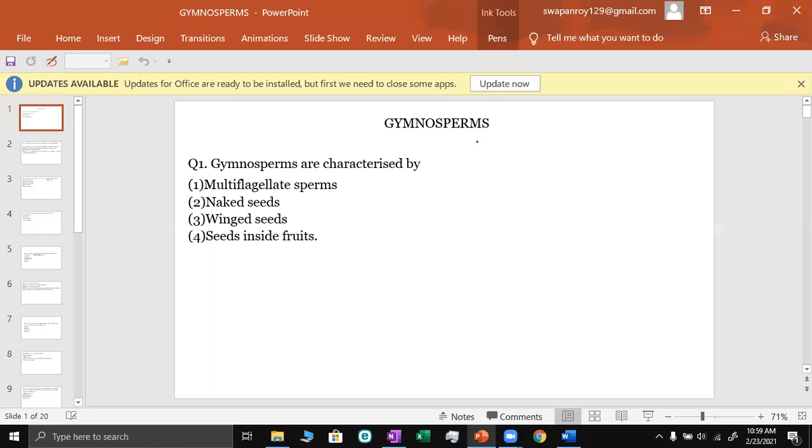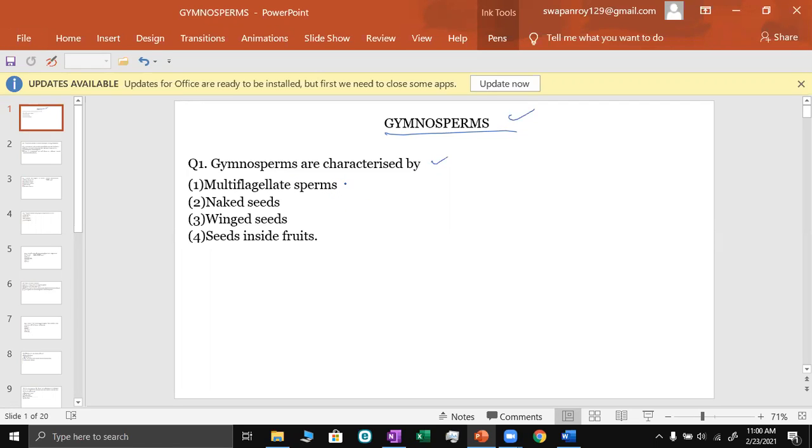We have learned about the gymnosperms. So today we will practice some questions from there. Our first question is based on the characters of the gymnosperms. The gymnosperms are characterized by what?